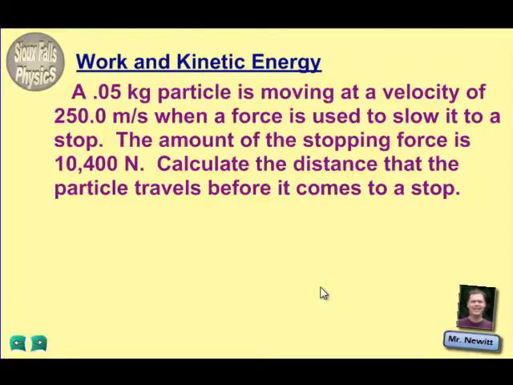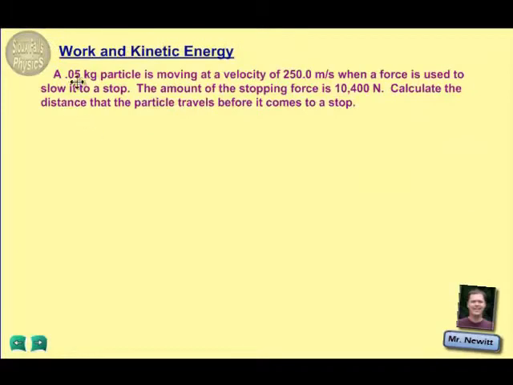What we're going to look at, we have a 0.05 kilogram particle. It's moving at a pretty fast velocity, 250 meters per second. And then we're going to put a force on that particle to stop it. And the stopping force, we're told, is 10,400 newtons. Now, the question we have is how long of a distance does it take for that particle then to come to a stop?